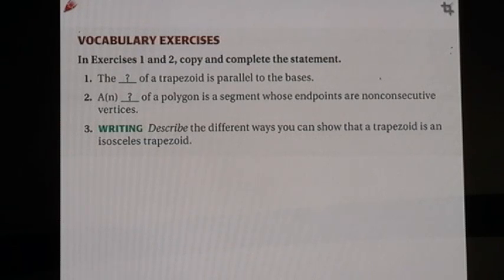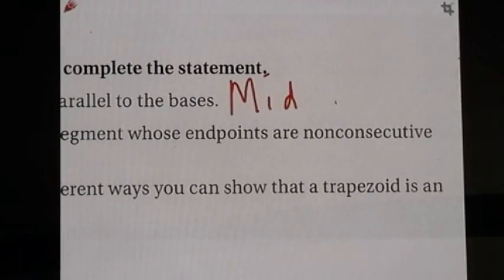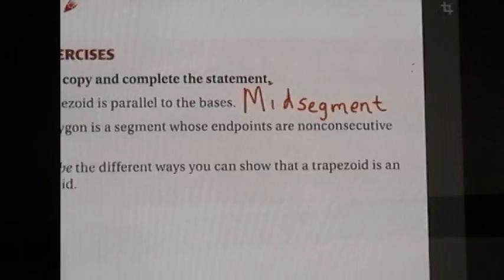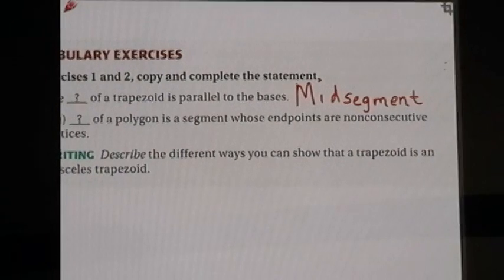So number 1 says, the blank of a trapezoid is parallel to the bases. And that would be the mid segment, and that should be on your theorem list. The mid segment is parallel to the bases, and it's the average of their lengths.